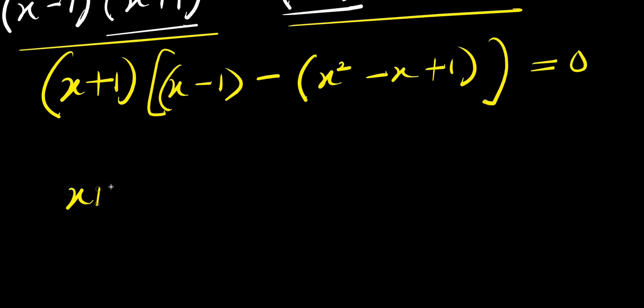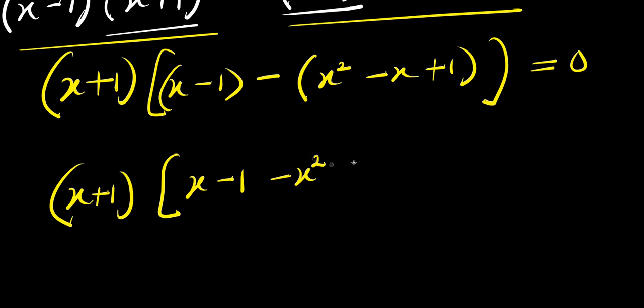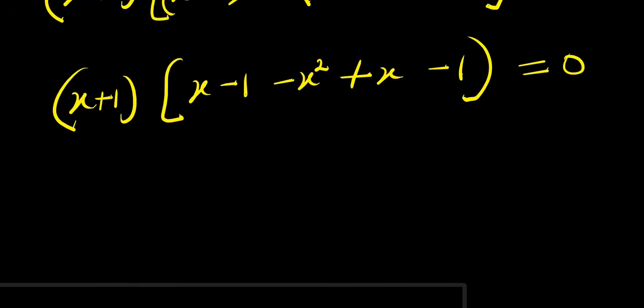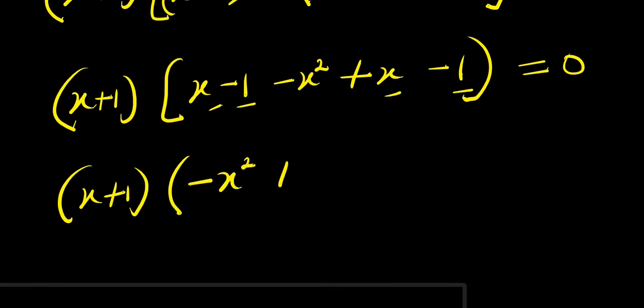So from here, I have x plus 1 times x minus 1. I expand this. This is minus x squared plus x minus 1. And this equals 0. So from here, I have x plus 1 times x plus x, that is 2x, minus 1, that is minus 2. So I have minus x squared plus 2x minus 2, and this equals 0.